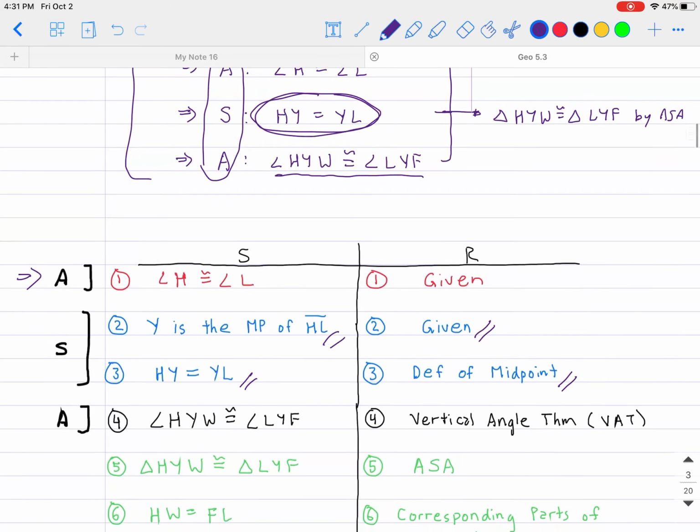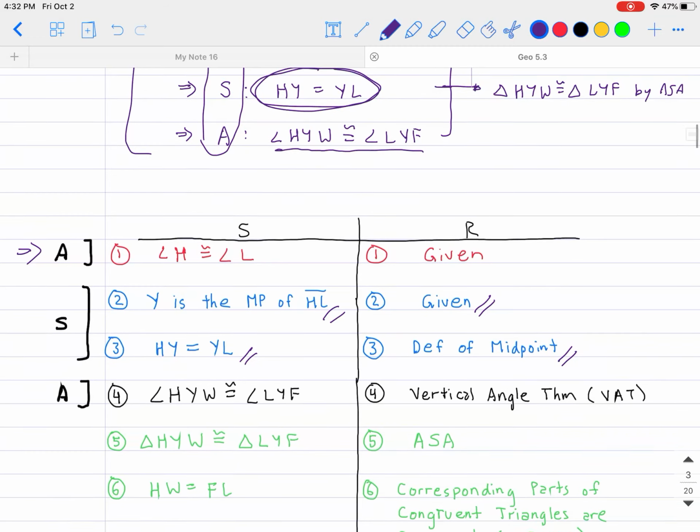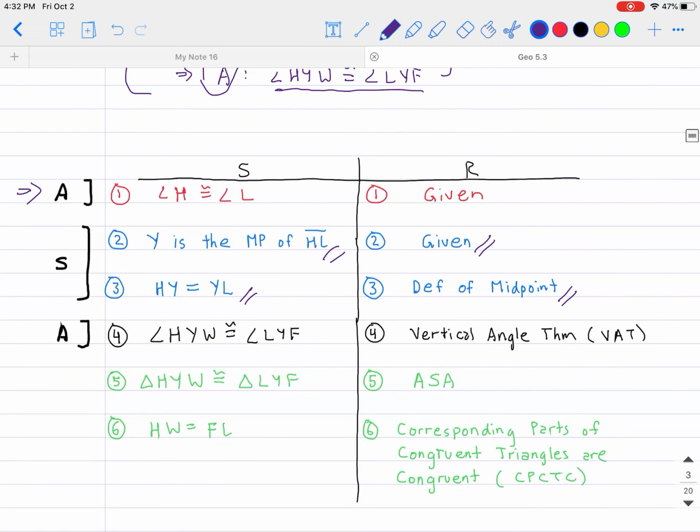here, HYW, is congruent to LYF. So over here, well, I know they're congruent because of the vertical angle theorem, which is something that we've used back in chapter 4. Now, if you notice, we have our ASA set up. This is kind of like writing an essay, right? You have the head, you have the first paragraph, the intro paragraph, then you have the body, and then you have the conclusion. It's exactly the same idea.